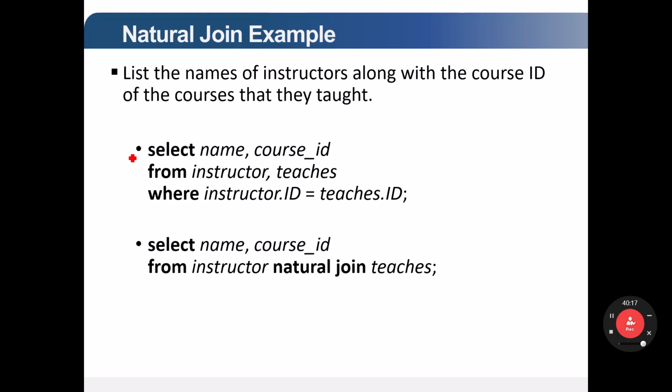So we already saw this query. We are listing instructor's name and course IDs that they teach. So we perform the Cartesian product and we compare. We check this predicate for the join condition. And this query can be simplified by using natural join operator.